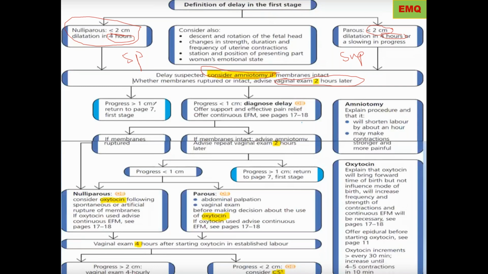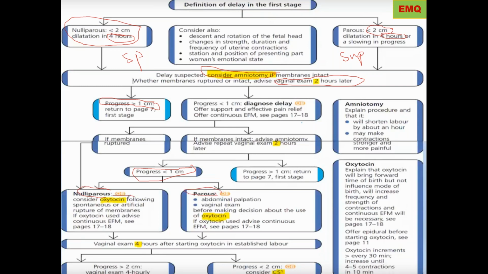What about the finding after 2 hours? If progress is 1 centimeter, it is good. But if this progress is less than 1 centimeter, this confirms there is delay, because we do VE again in 2 hours and we find less than 1 centimeter. And look whether the patient is nulliparous or parous.